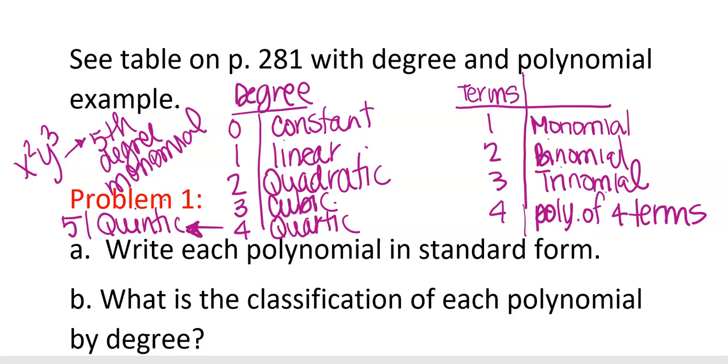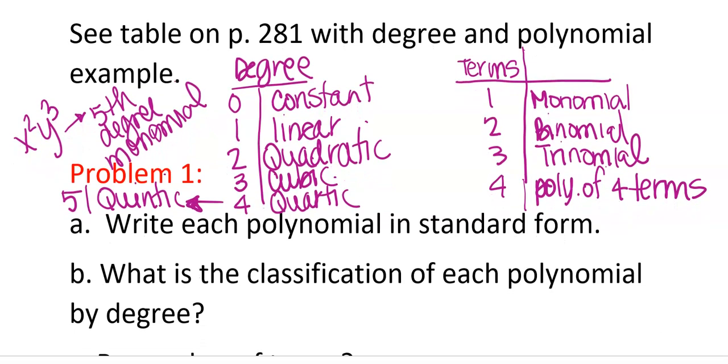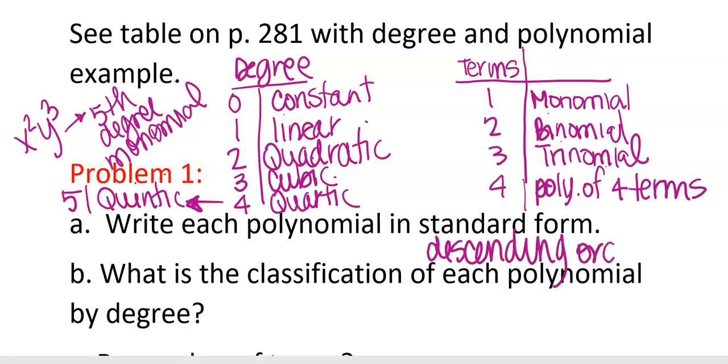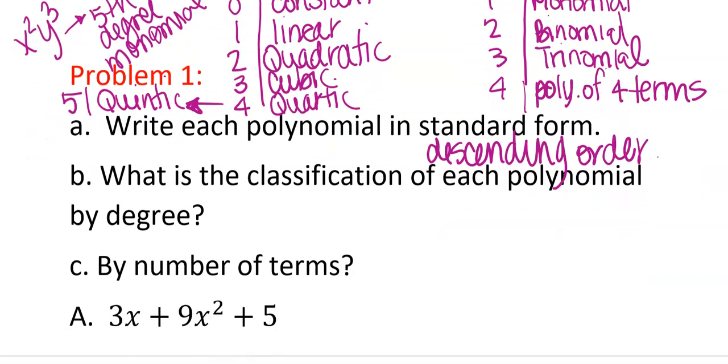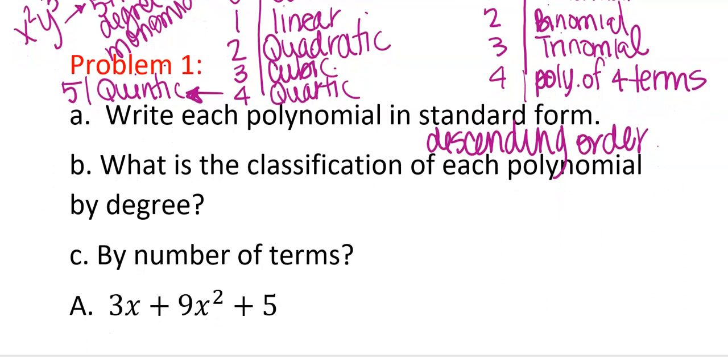Like I said, I doubt you're going to see anything like that because we're going to keep it cubic or quadratic. What we want to do is write each polynomial in standard form. That's the descending thing, so descending order. And then we're going to classify by degree. So that would be constant, linear, quadratic, quartic, or quintic. And then we're also going to classify by terms. So we're going to have a couple of different names on there.